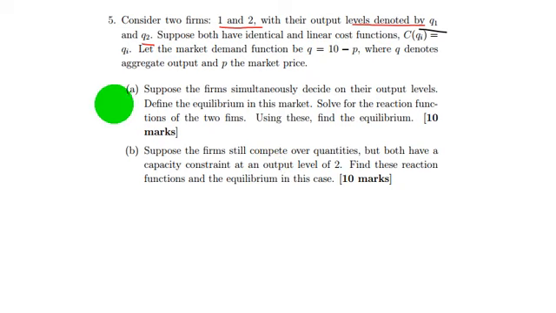Now we need to find, in our first question, the simultaneous decision of the output levels. We need to define the equilibrium in this market. We have to solve for the reaction functions of these two firms, and using this we find the equilibrium. Let us see how to do this. I'll write a few of the steps beforehand.